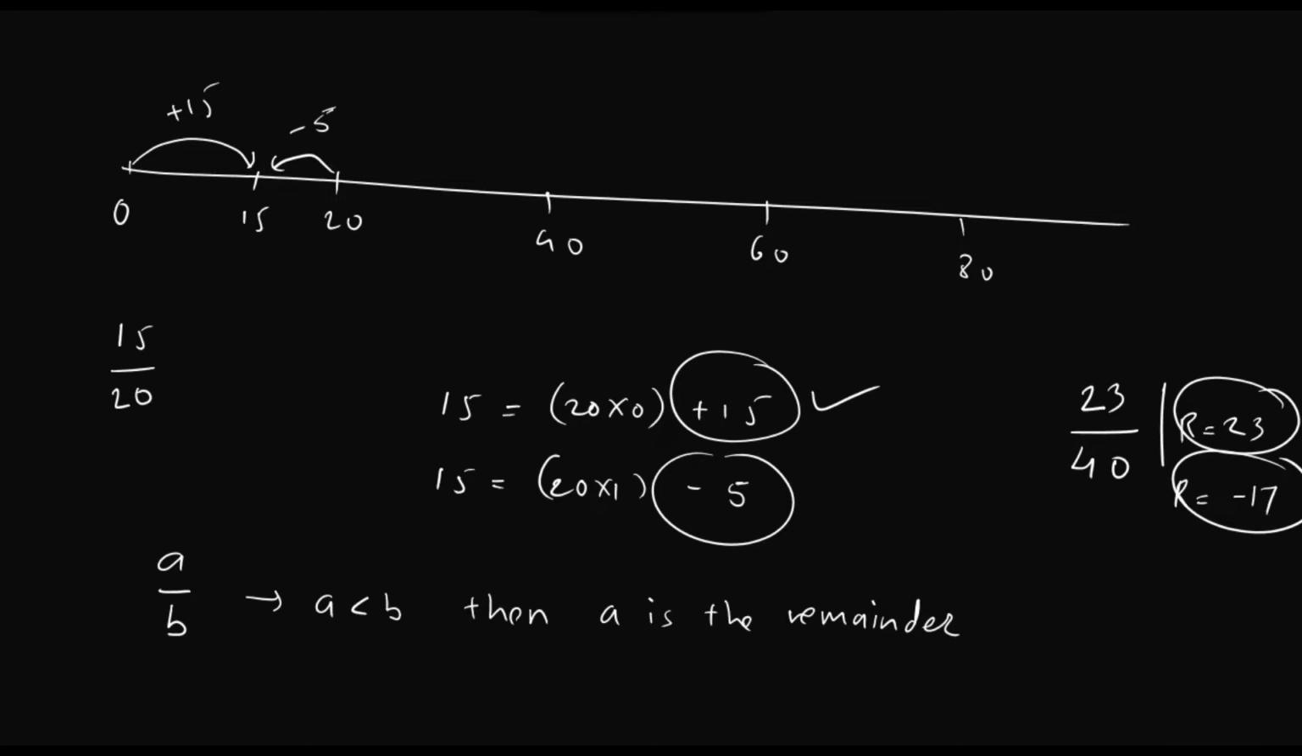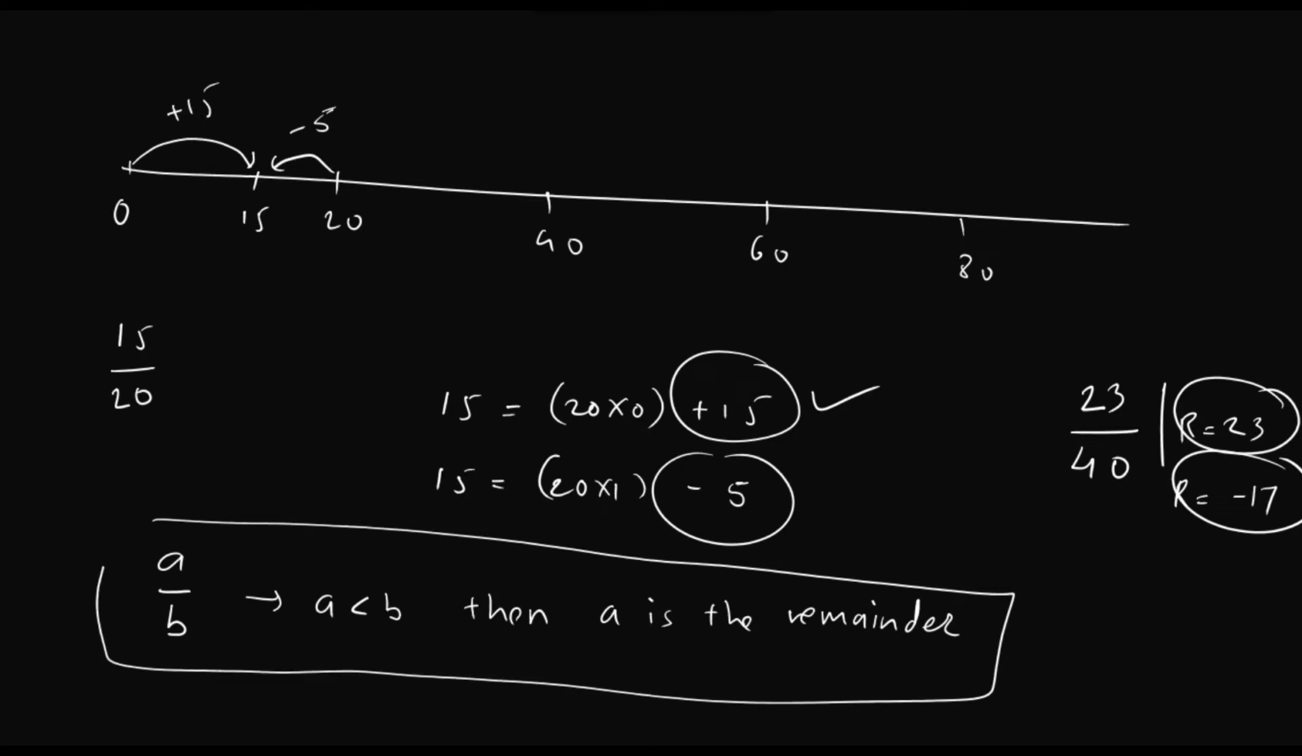So we have learned three things so far. One is positive remainder, second is negative remainder, and third is a special case where the numerator is smaller than the denominator. Then the numerator itself is the remainder. Now let us try to use these concepts in question solving.